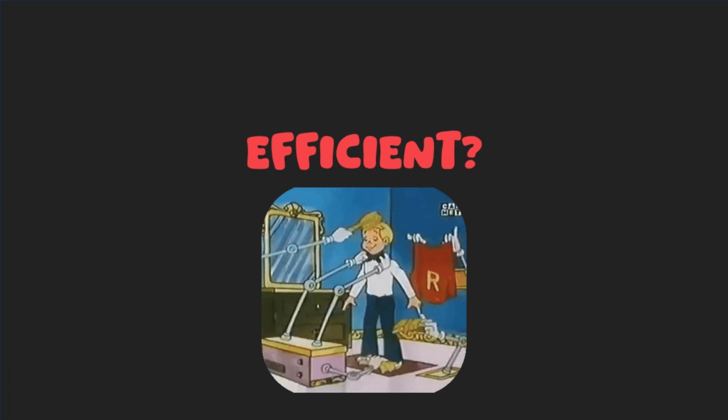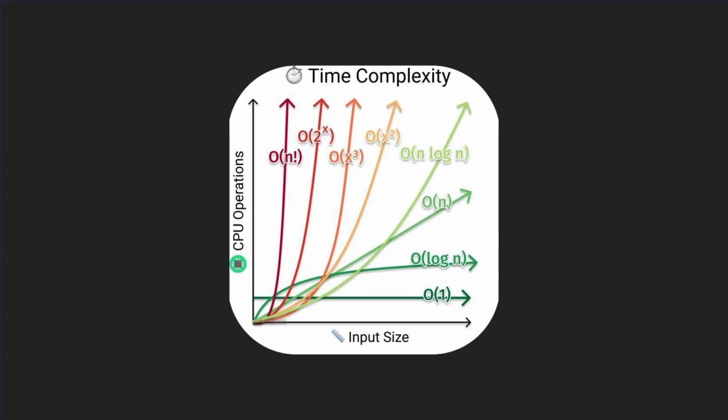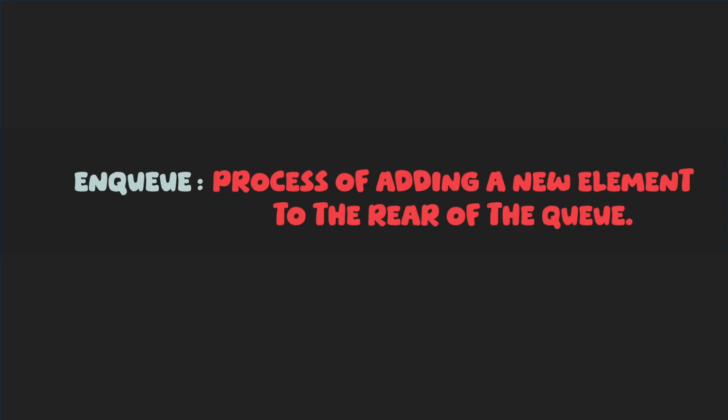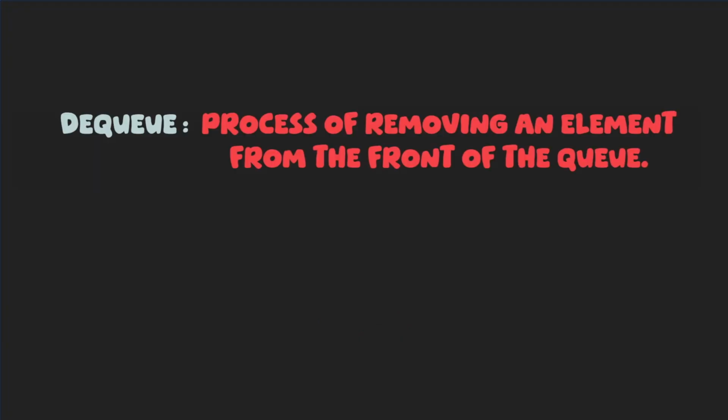So, using a list as a queue is simple and it works, but is it efficient? This is where we need to talk about time complexity. Our enqueue operation, which uses append, is very efficient on average. It has a time complexity of O(1), meaning it takes a constant amount of time regardless of the size of the list. However, our dequeue operation, which uses pop with an index of 0, is a different story.